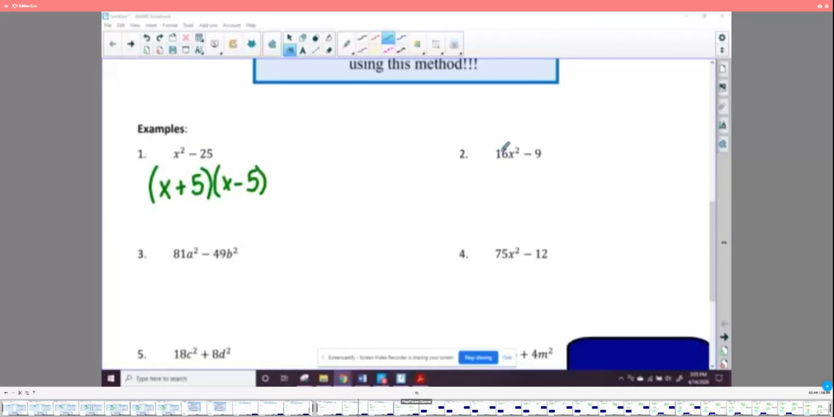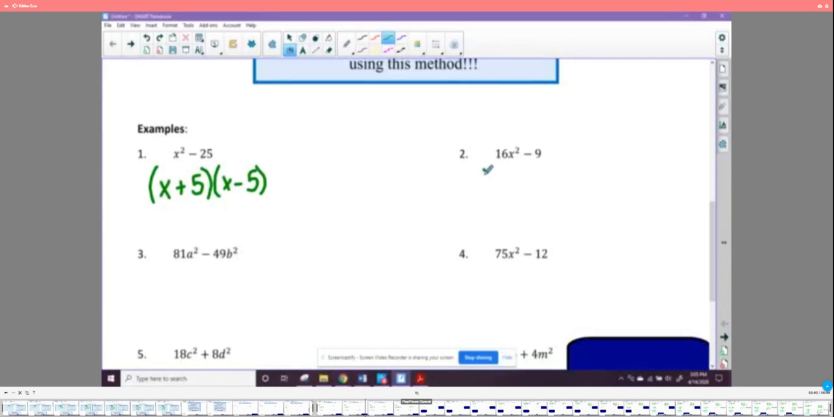So 16 is a perfect square. So 4 times 4 gives you 16. X squared becomes just x. And then the square root of 9 is 3. So our first binomial is 4x plus 3. We rewrite the same thing, but it becomes a subtraction. So 4x minus 3. So that was number 2.